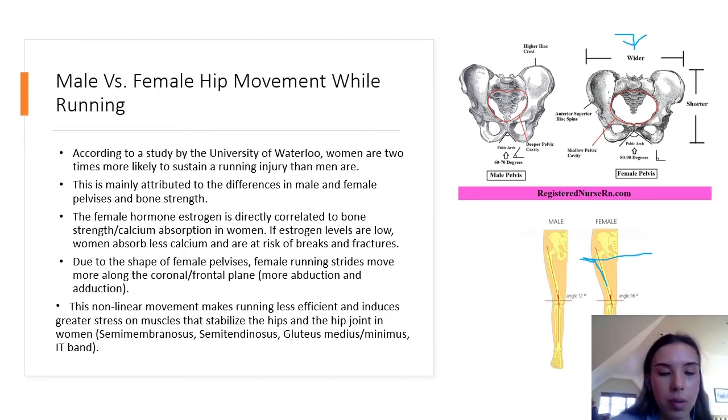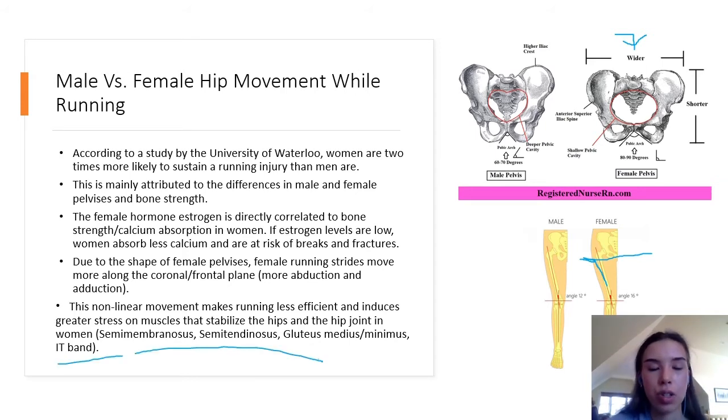And here are some muscles that commonly get injured down here in women because of those stabilization issues. And a great way to prevent this is just really making sure that you're strengthening your glutes and your obliques and your abdominal muscles. That will really help stabilize your hips if you're having issues.